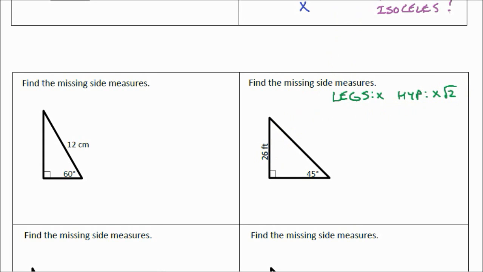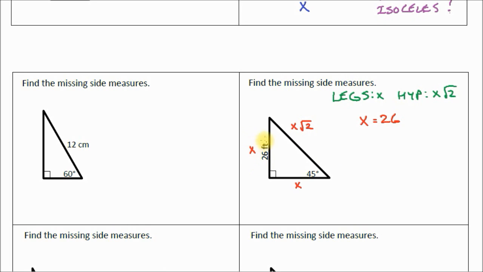All right, let's take a look at our triangle. We're given the measure of one of the legs. That means if the legs are x, then x equals 26. So we already know what x is because the leg value is x. So this is 26 feet. Now I'll just put an x there so you recognize that's x. Let's go ahead and put down here, we know this is also going to be x, and this is going to be x times the square root of 2.